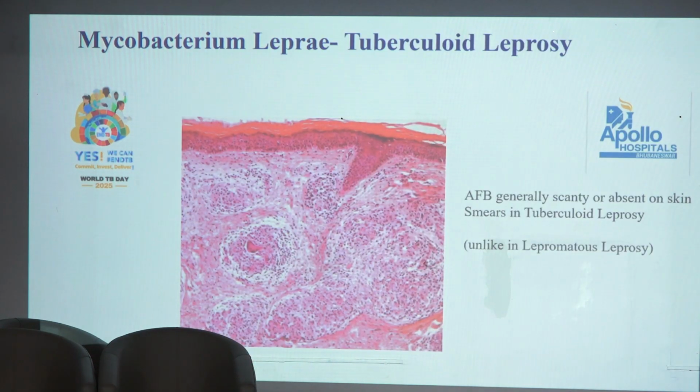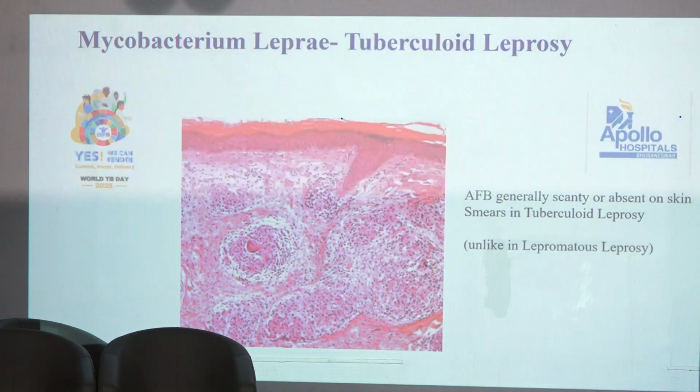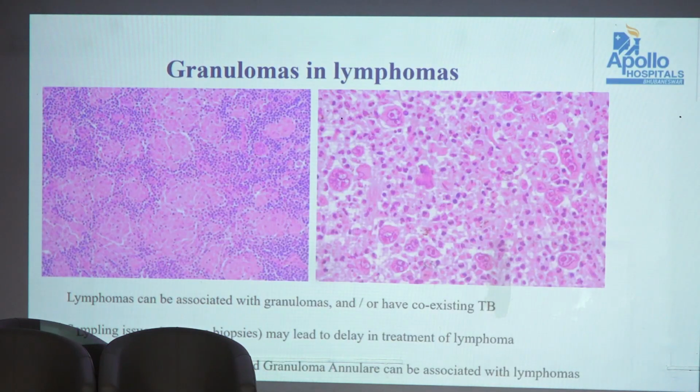The other less common cousin of Mycobacterium TB is Mycobacterium leprae, and acid-fast bacilli seen in Mycobacterium leprae are seen in the tuberculoid variant, which looks like a typical TB granuloma, but it's present in the skin, and generally you do not see so many acid-fast bacilli.